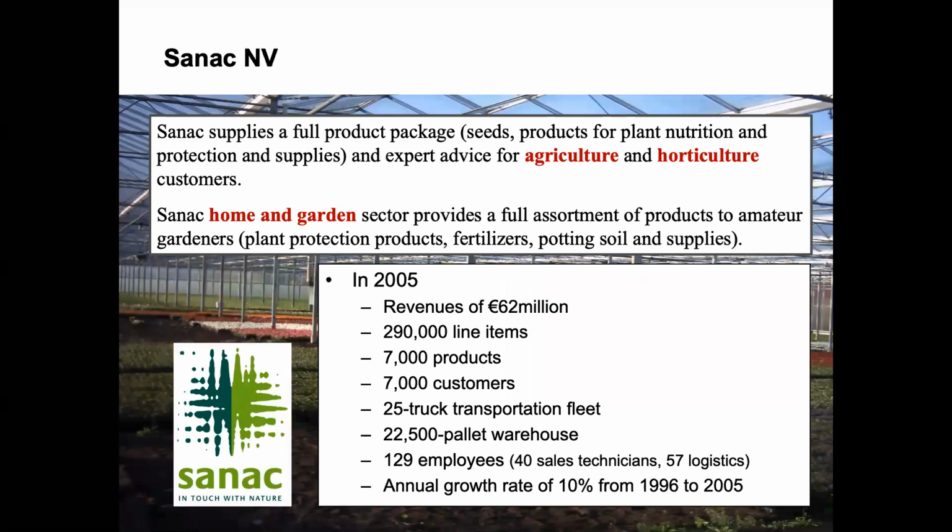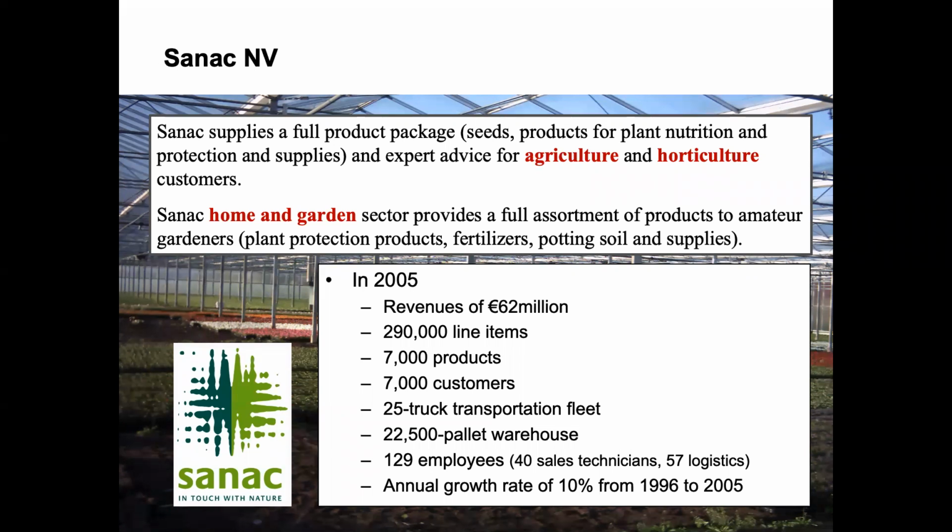We'll take the example of Senac, a Belgian company that supplies a full product package that includes seeds, products for plant nutrition and protection and supplies, as well as expert advice for agriculture and horticulture customers. Senac's Home and Garden sector provides a full assortment of products to amateur gardeners, which include plant protection products, fertilizers, potting soil, and supplies. So they have different types of customer segments: agriculture, horticulture, and home and garden.